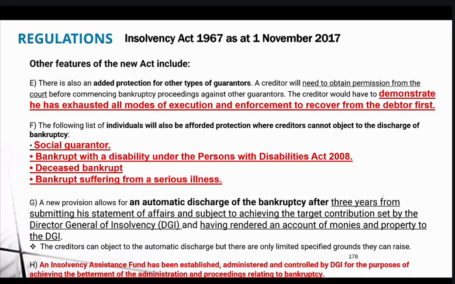And what they're saying here is, as long as they're on this list by the DGI, there is also an automatic discharge of bankruptcy 3 years after submitting the statement of affairs, subject to achieving target contribution by DGI. So you can be discharged after 3 years as long as you follow DGI targets. And a solvency assistance fund has been established by DGI for the purpose of achieving betterment for the administration of proceedings.